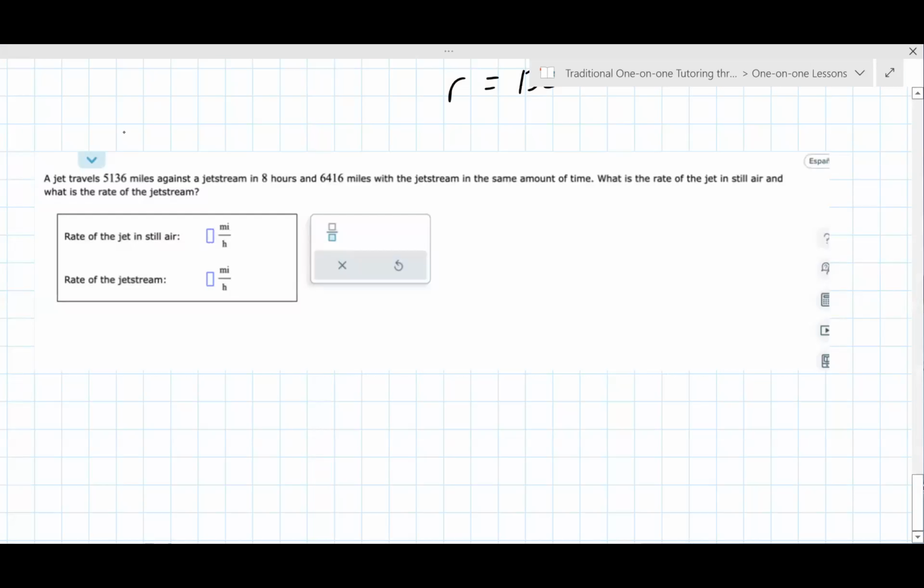All right, so let's do it this time. R is the rate of the jet, and then W is considered the wind in this example typically. So we'll go with the with the wind, and then against. Distance, rate, time.